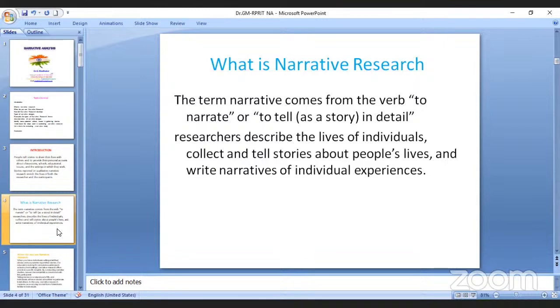So this term narrative comes from the word to narrate or to tell in detail. You have to tell in detail. So researchers describe the lives of individuals by listening to their narration, by their story. They collect and tell stories about people's lives and write narratives of individual experiences. So as a researcher, he describes the lives of individuals, collects and tells stories about people's lives, and writes narratives of individual experiences.